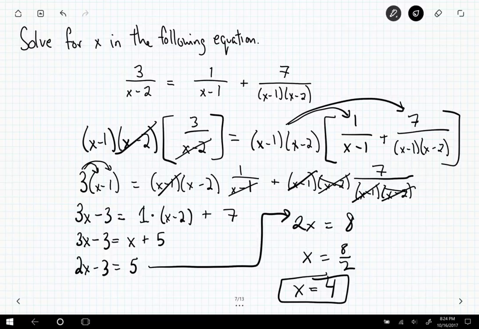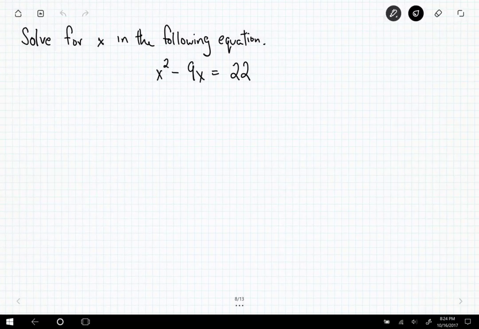But x equals 4, find our final solution there. So moving forward to the next problem. Nope. Let's see if I can move it forward. There we go. Alright, solve for x in the following equation.